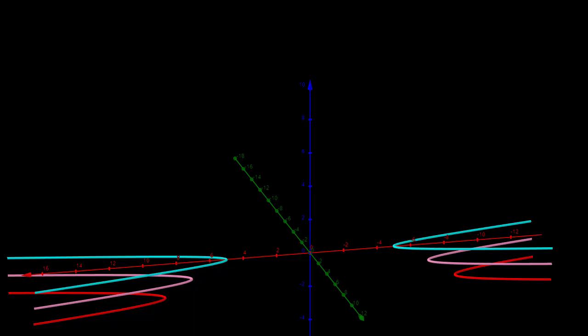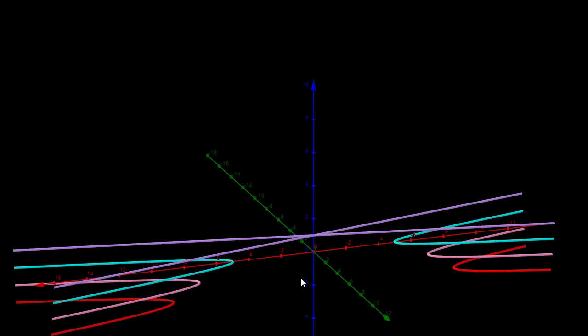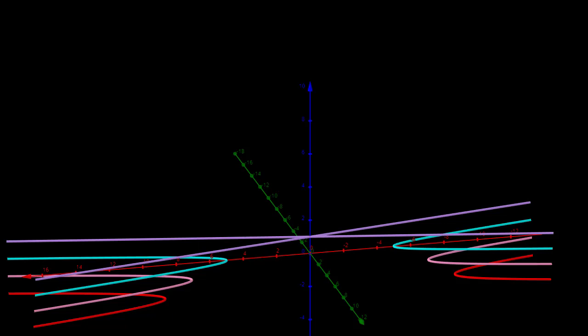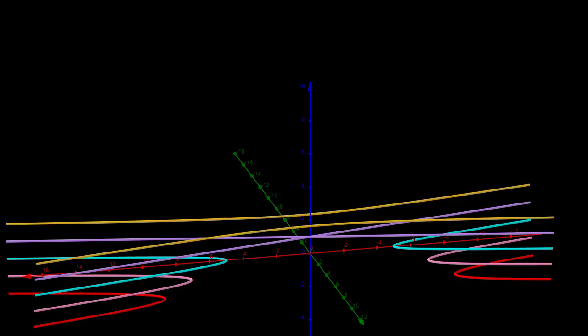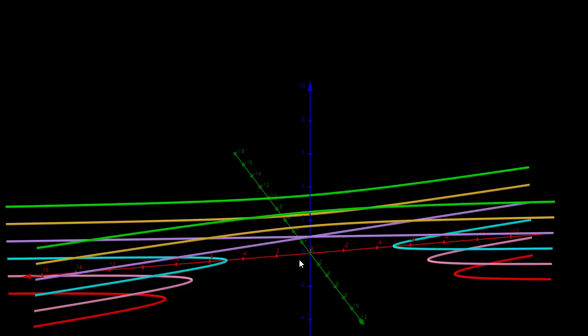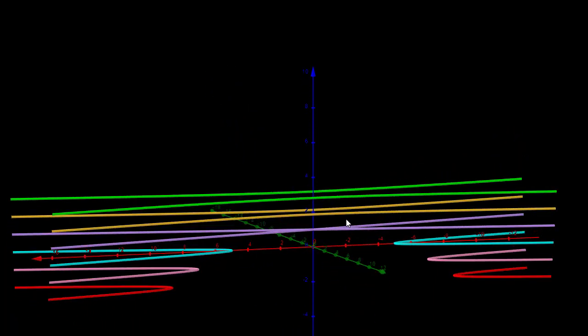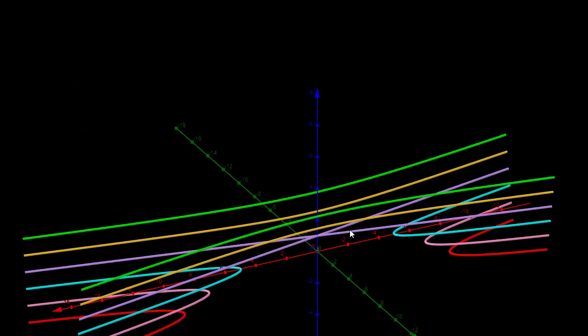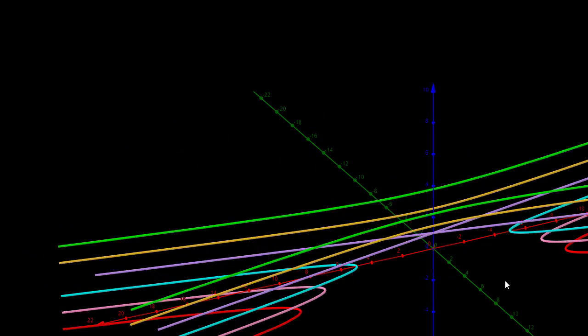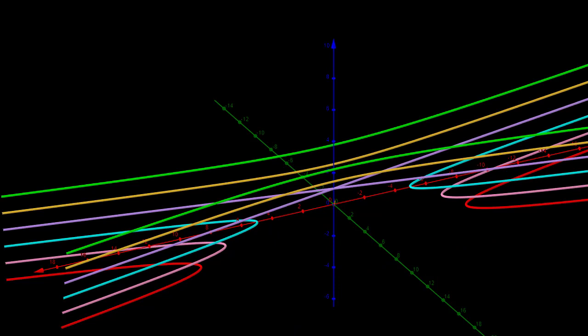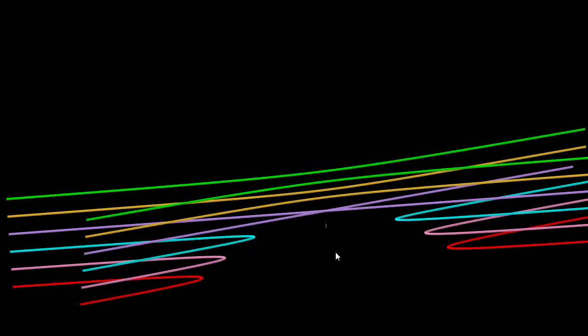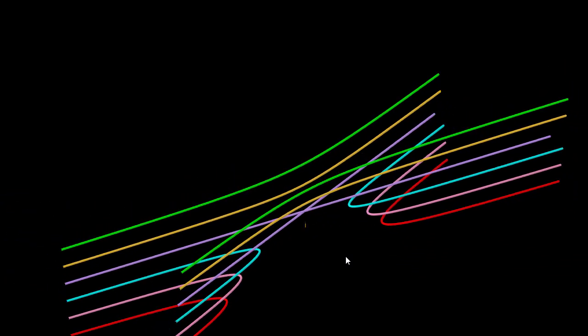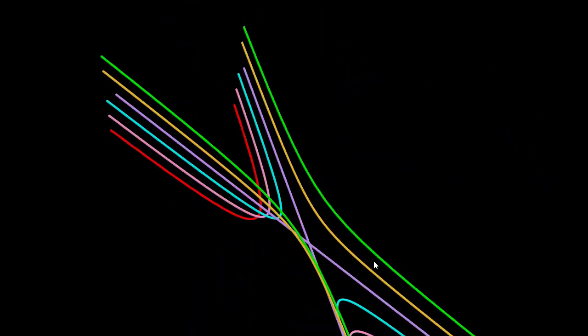Then, when z is equal to 1, we get these 2 lines here. And then when z is equal to 2, we get this. And when z is equal to 3, we get this. Okay, so when we put all these together, let me get rid of the axes real quick, and you can see in a better way exactly how this shape is constructed.